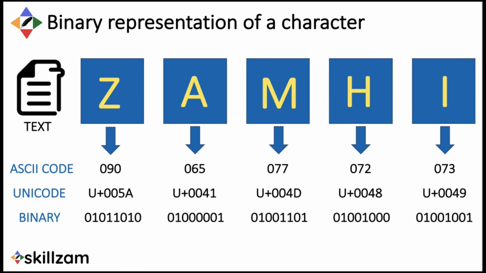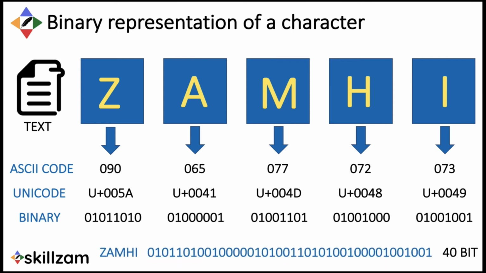When storing the data in a computer, each character takes 8 bits, that is 1 byte, which means to store the word Zamzam as plain text, it would take 5 bytes or 40 bits of data storage.